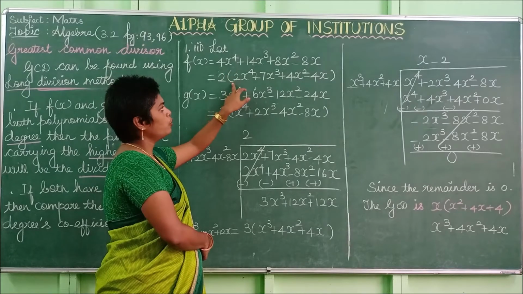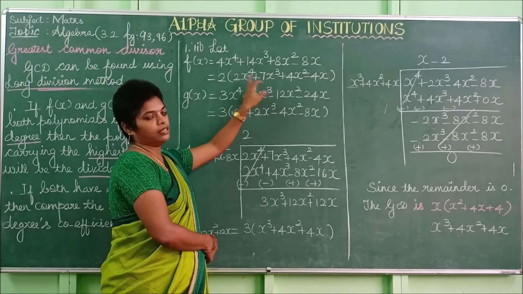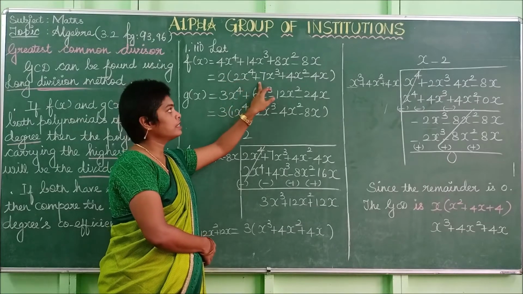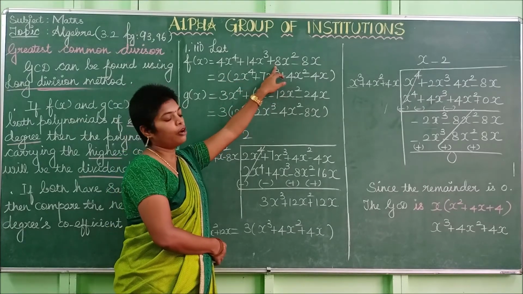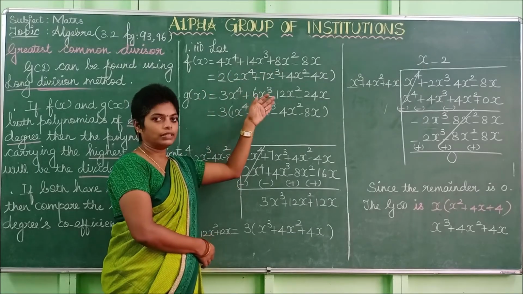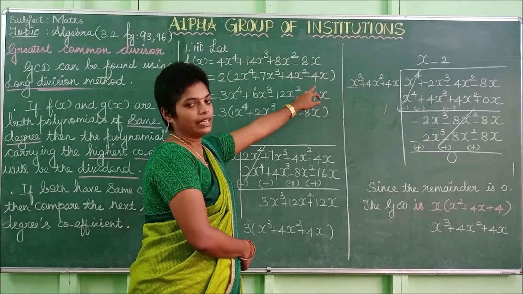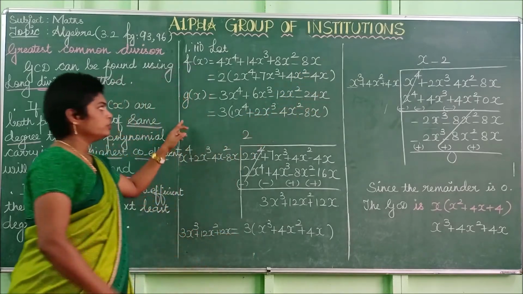2 into 2x power 4. This can be written as 2 into 7x power 3, with 2 already taken outside. How can we write this 8? 2 into 4, with 2 taken outside. What is the other term? 4x squared minus, here also 8, so minus 4x.